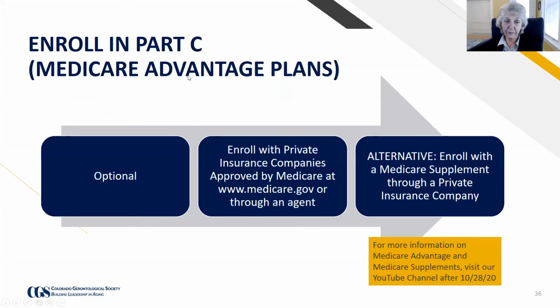You can enroll in Medicare Advantage very differently. This is an optional benefit. Nobody has to sign up for Part C. Part C is run by private insurance companies. They are approved and regulated by Medicare, and you sign up either through Medicare.gov or through an agent. An alternative is to sign up with a Medicare supplement through a private company as well.